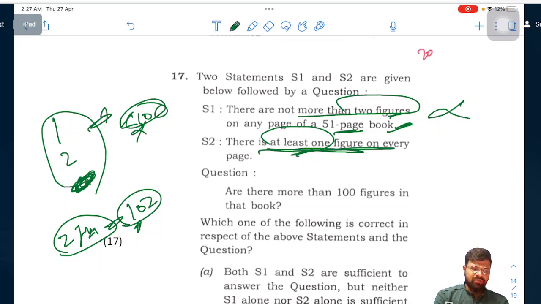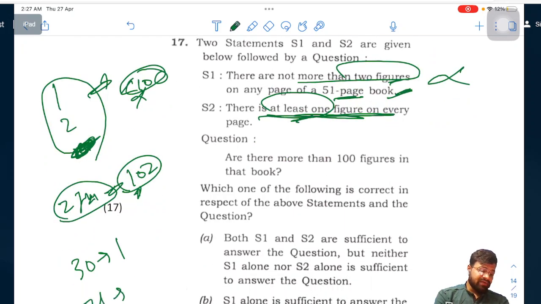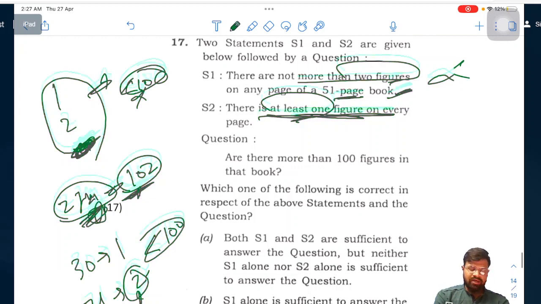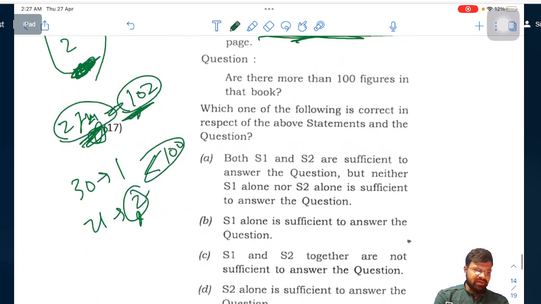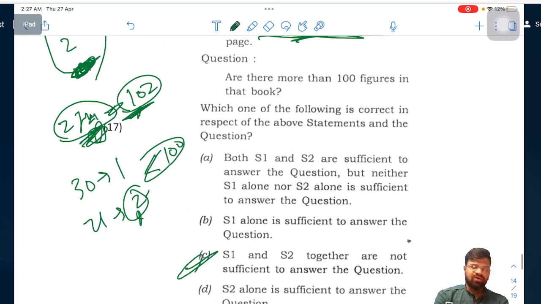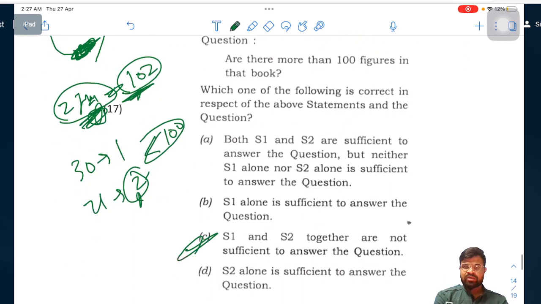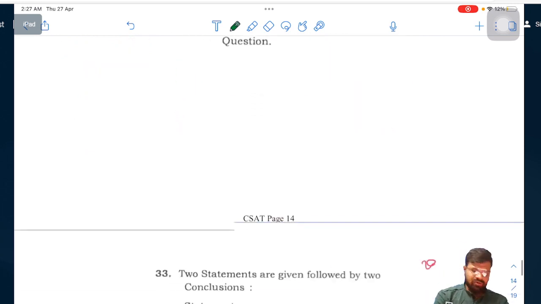Still it does not make any difference because in this case also, let's say 30 pages have one figure and 21 pages have two figures. So this will give us less than 100, and all pages with two figures will give us more than 102. So even together, both statements cannot tell us whether the number is less than 100 or more than 100, because there are multiple cases that are possible.